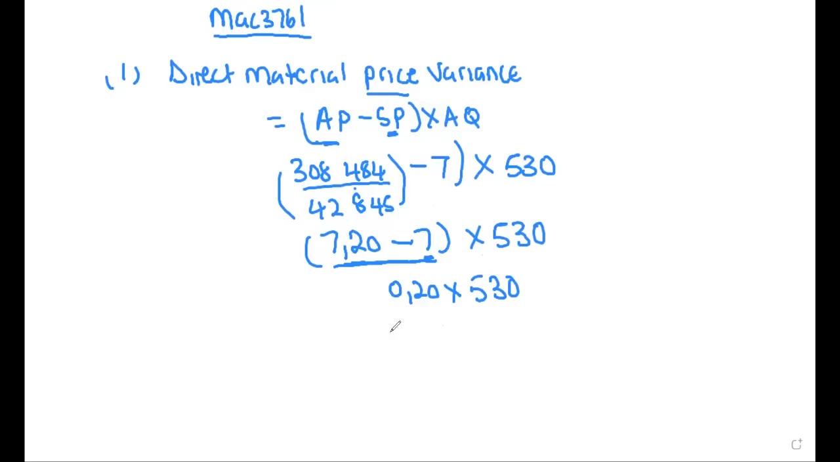Right, so what is going to be the last amount there? It's going to be 0.20 times 5. Sorry? You say? 106. 106. Favorable.